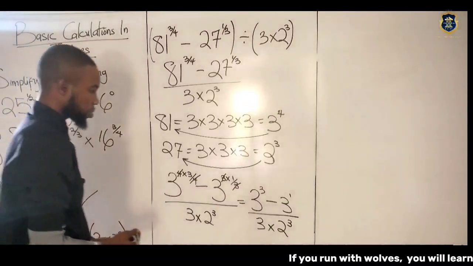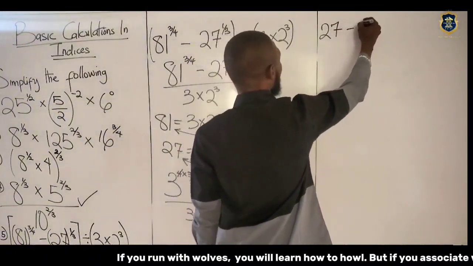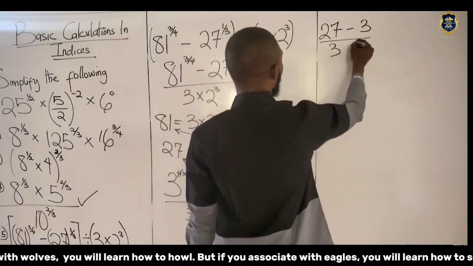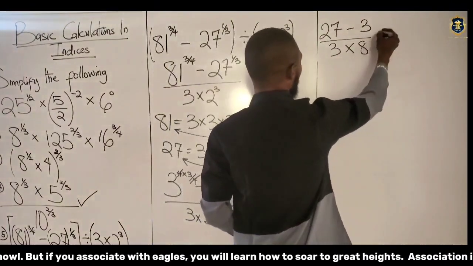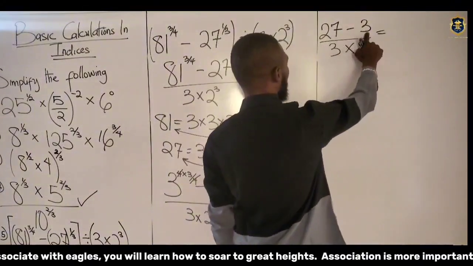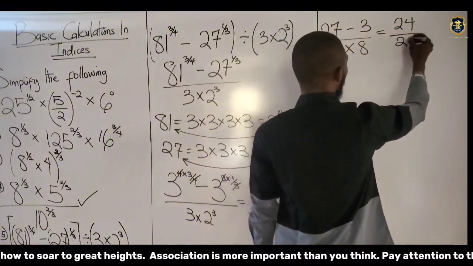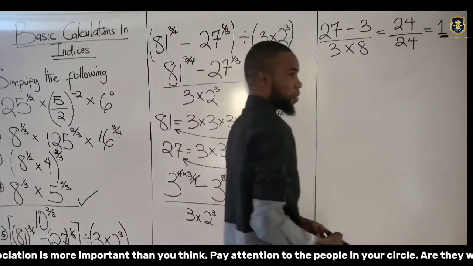What else do we do? 3 raised to the power of 3 is 27, right? Minus 3 raised to the power of 1 is 3, all over 3 times 2 raised to the power of 3 is 8. Yes, it's 8. And if we subtract, 27 minus 3 is 24. 3 times 8 is 24. And if we divide that, we have 1. That's the simplified answer for that question.